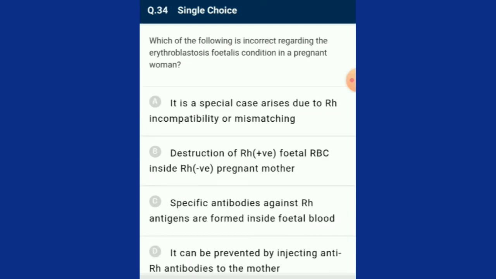Question number 34. Which of the following is incorrect regarding the erythroblastosis fetalis condition in pregnant women? A special case of Rh incompatibility or mismatching has been observed between the Rh negative blood of the pregnant mother with Rh positive blood of the fetus. This leads to the formation of specific antibodies against Rh antigen in the mother's blood. So the answer is option C. Specific antibodies against Rh antigens are formed inside fetal blood. So that is incorrect regarding erythroblastosis fetalis.